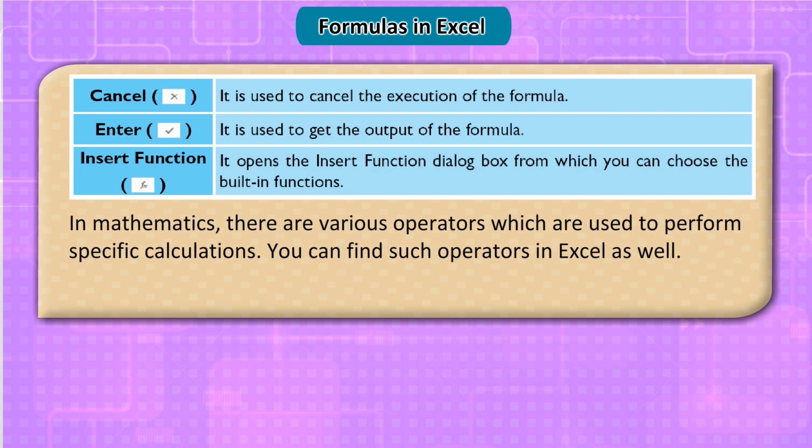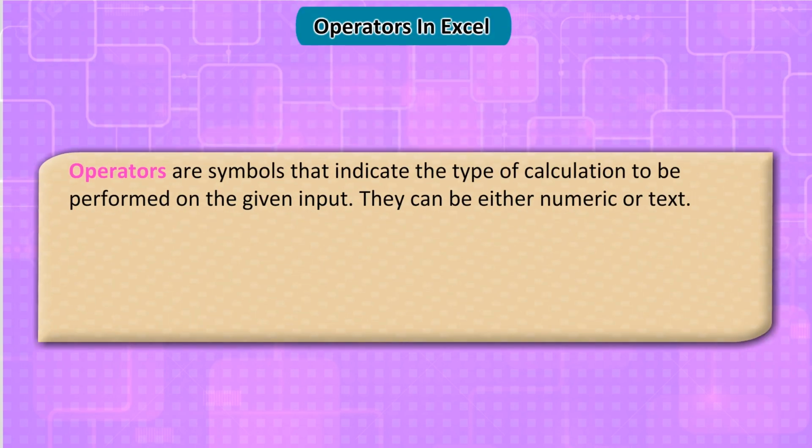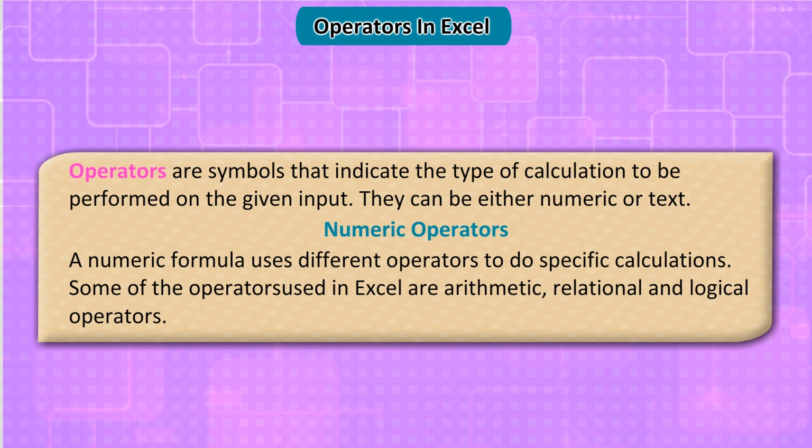In mathematics, there are various operators which are used to perform specific calculations. You can find such operators in Excel as well. Operators in Excel. Operators are symbols that indicate the type of calculation to be performed on the given input. They can be either numeric or text. Numeric operators. A numeric formula uses different operators to do specific calculations. Some of the operators used in Excel are arithmetic, relational and logical operators.